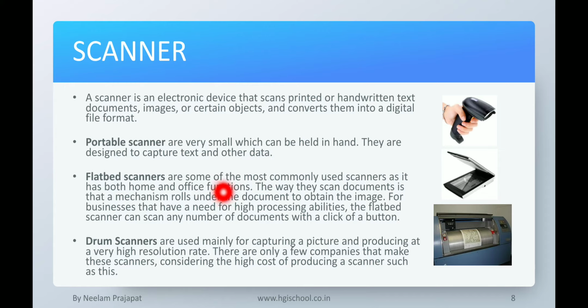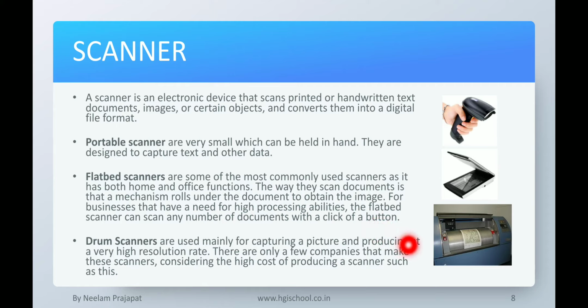The flatbed are some of the most commonly used scanners. It can be used at home as well as in office, and it scans the document, and it has a mechanism that rolls under the document to obtain the image. For businesses that have a need for high processing abilities, the flatbed scanner can scan any number of documents with a click of a button.